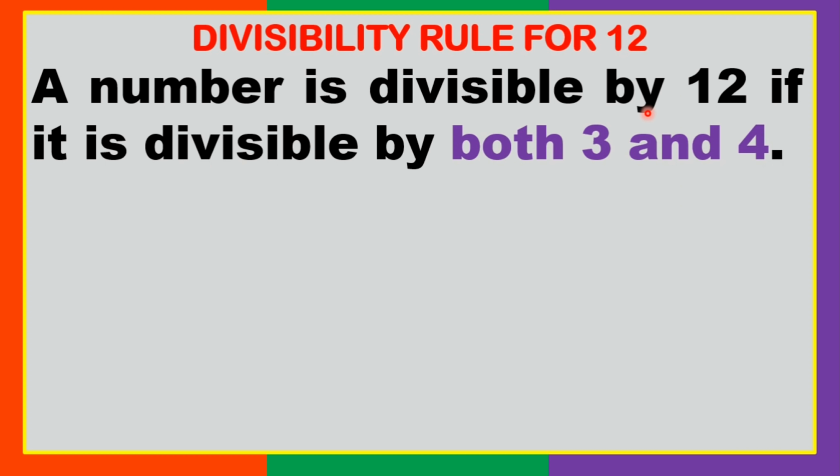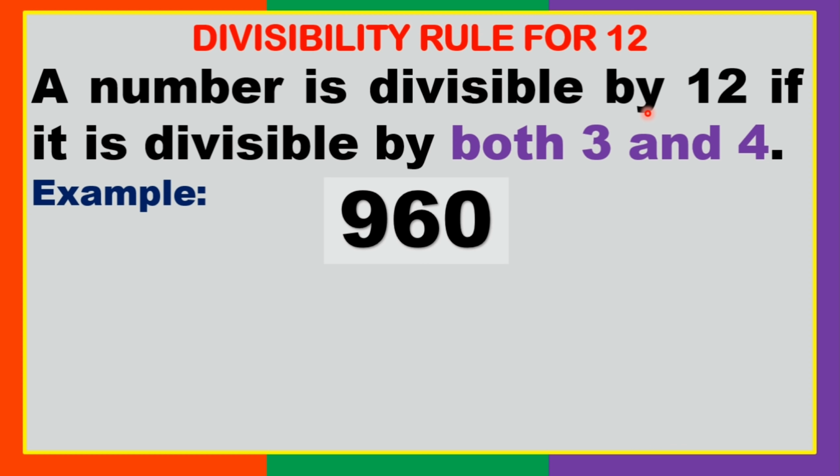Divisibility rule for number 12. A number is divisible by 12 if it is divisible by both 3 and 4. So there are two conditions, both 3 and 4. So for example, 960. A while ago, we learned that 960 is divisible by 4. Why? Because the last two digits form 60. So 60 is divisible by 4, therefore 960 is divisible by 4.